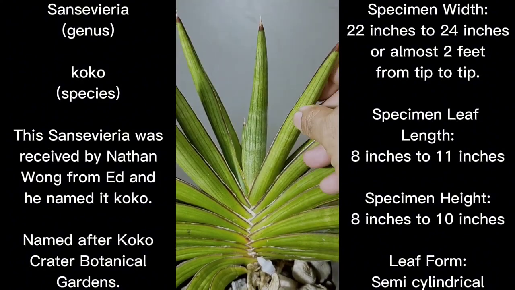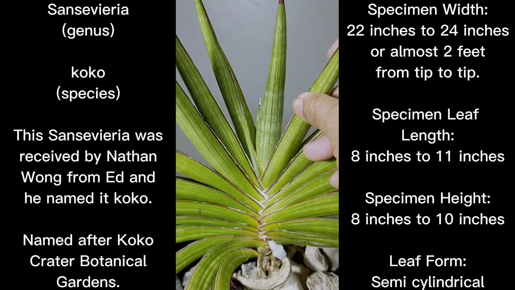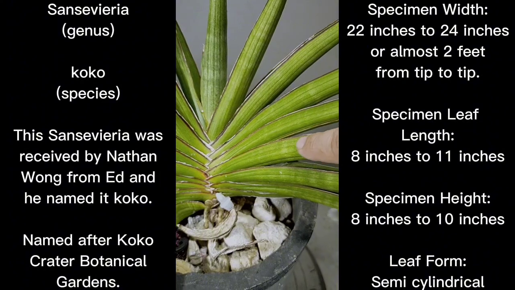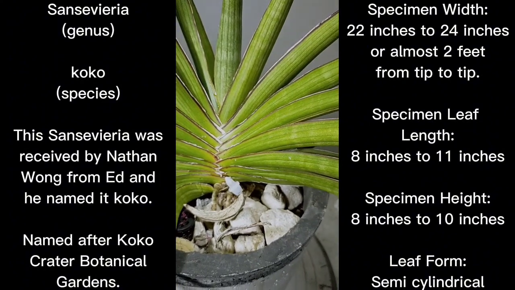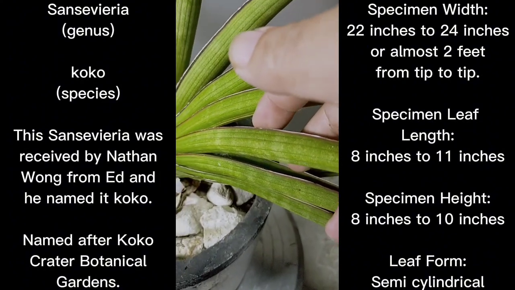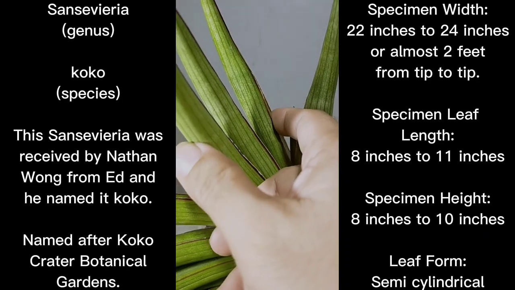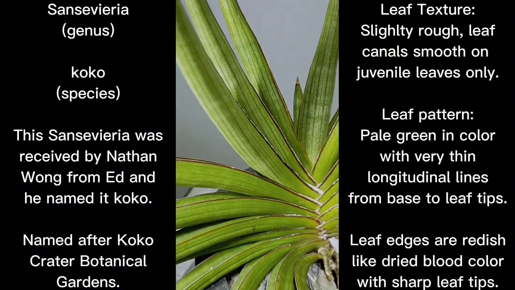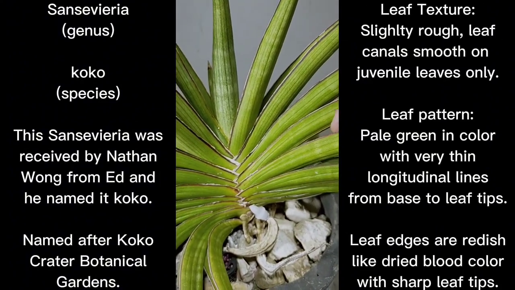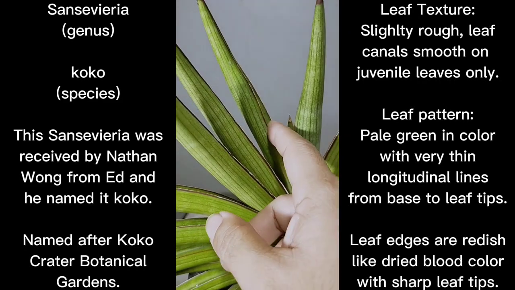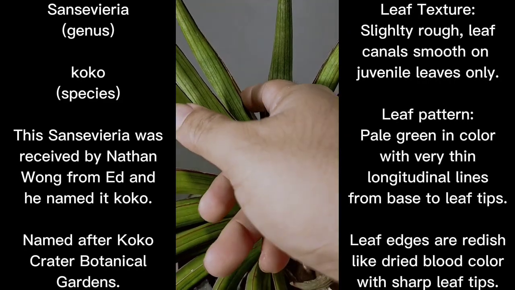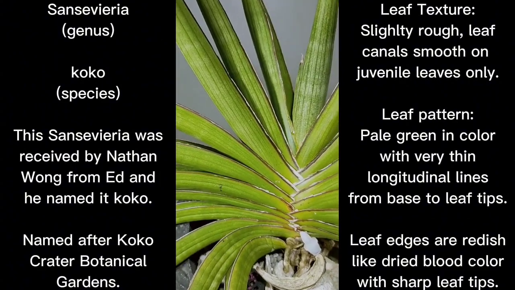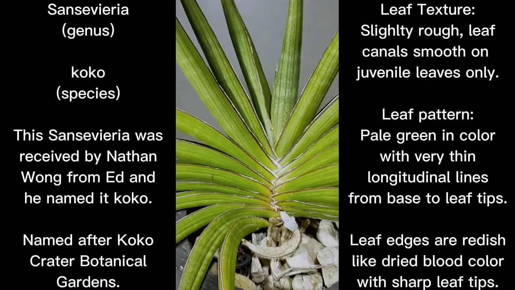Next that we will figure out is the leaf texture. Actually, as I feel it, it's slightly rough to the touch. I can also feel the leaf canal part. The leaf canal is sort of smooth, but only in juvenile form, because the older leaf canals are slightly rough to the touch. The one on top here is quite smooth, but I guess if they mature, they would be slightly rough as well. So that's the leaf texture as I feel it.